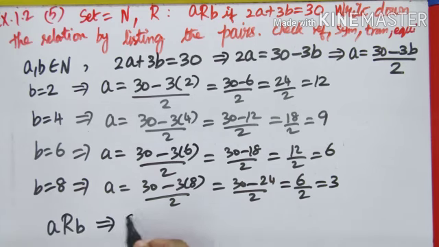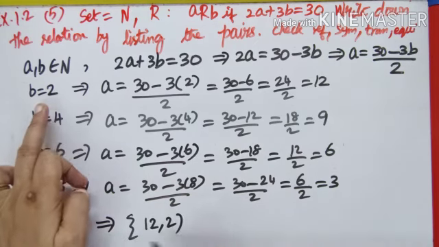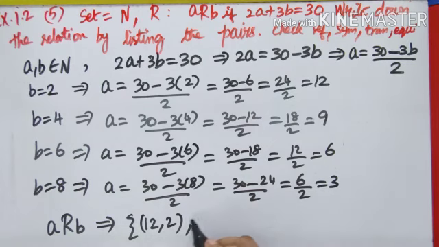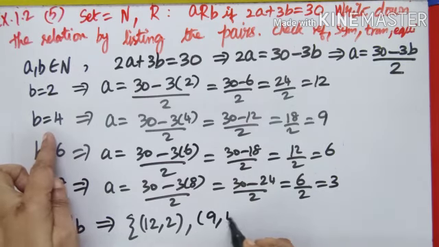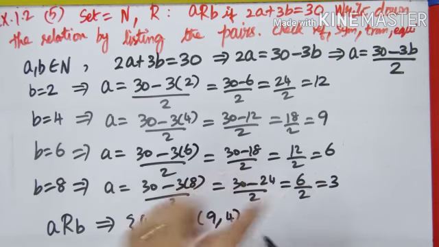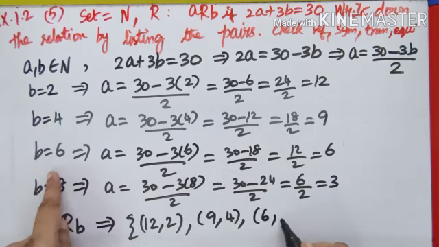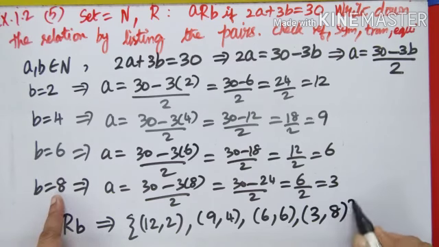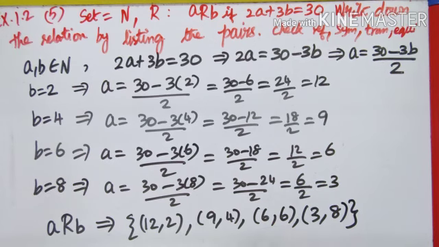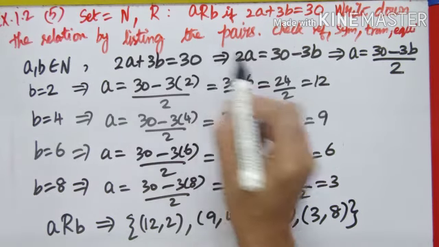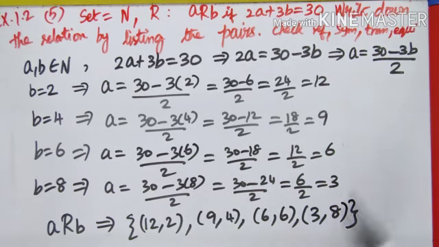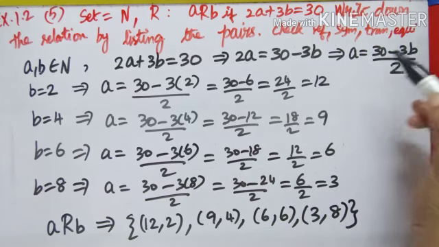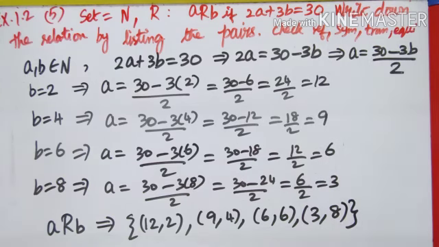Implies what all I have in the set? A value 12, B value 2. First pair. A value 9, B value 4. Second pair. Third pair, A value 6, B value 6. And A value 3, B value 8. Having these pairs, I want to check. So we have listed the pairs. We want to check whether it is reflexive, symmetric, transitive and equivalence relation.